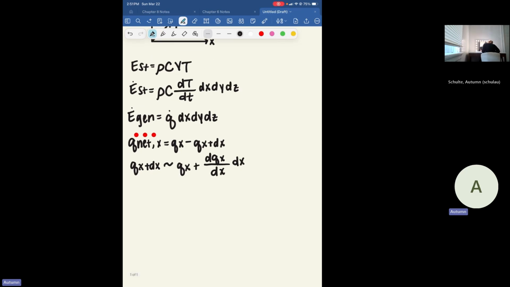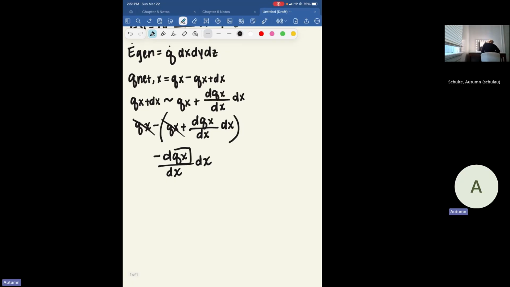Now, if we plug this back into our net heat flow equation, we're going to have qx minus qx plus the derivative of the heat flow at x with respect to x multiplied by how far we went, dx. Now evaluating this, our qx terms cancel, and we're left with negative the derivative of the heat flow at that point x with respect to x multiplied by dx.